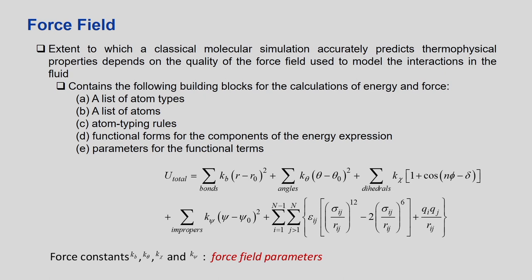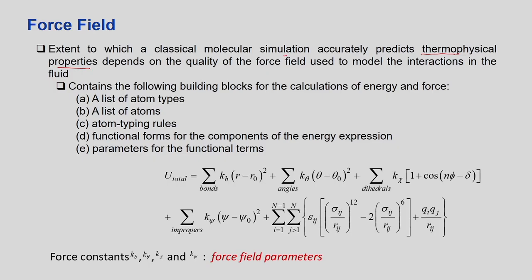Sometimes this force field is very important because it determines the extent to which a classical molecular simulation accurately predicts the thermophysical properties. So, if your force field is correct, you should get the average properties equivalent to experimental properties. If it is not correct, that means there is something wrong in the assumption or the properties of the force field. So, what does this force field comprise of?